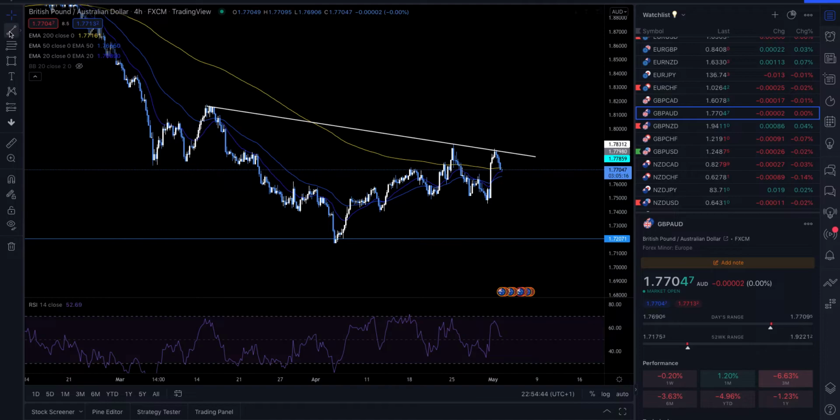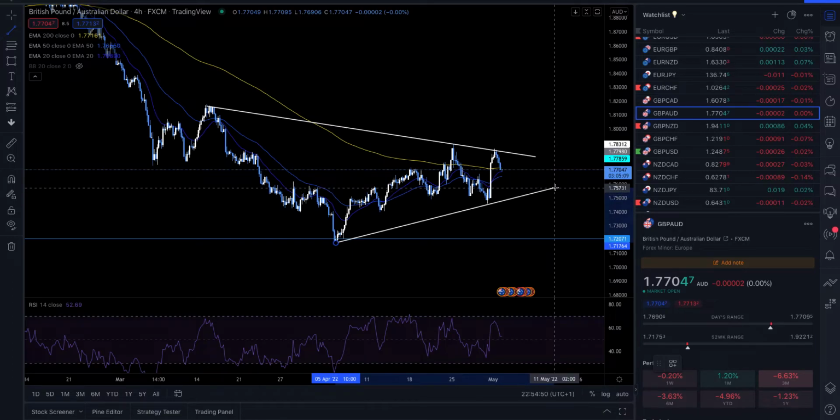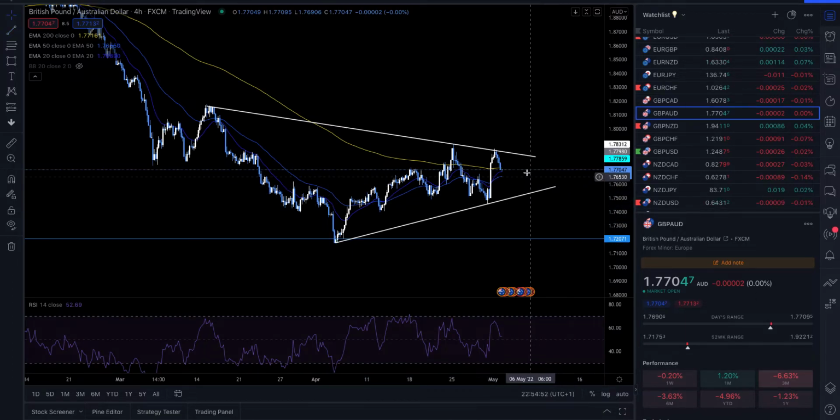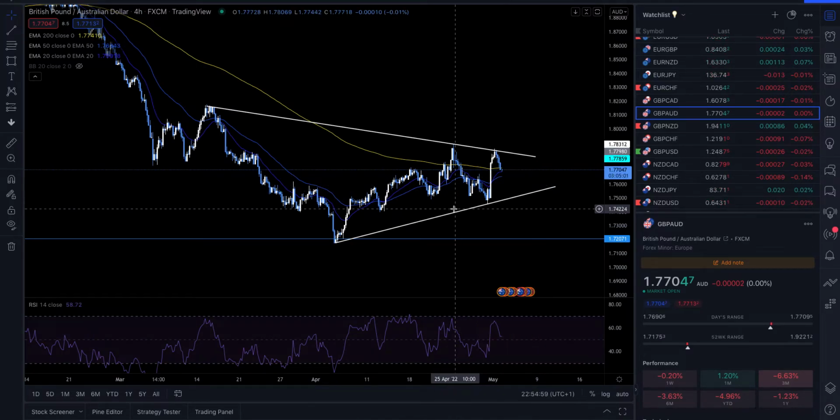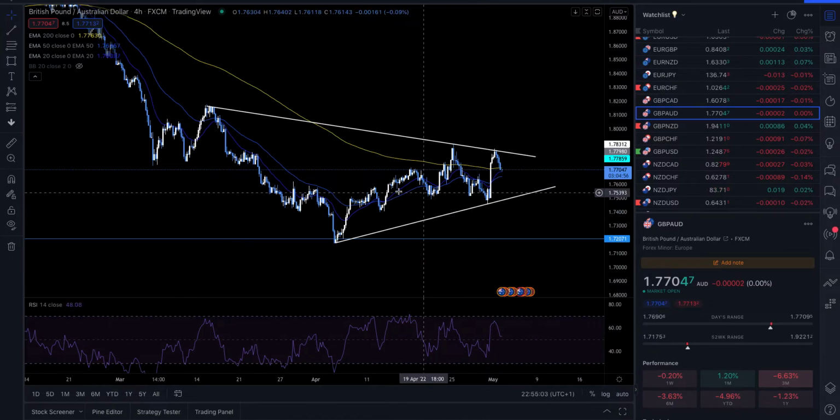We can do the same with the lows, so we'll take the trend line tool again, start from the most significant low down here and link it up with the next most significant low over here. So there's potential for buying opportunities in and around this area on the third touch of this ascending trend line this time.